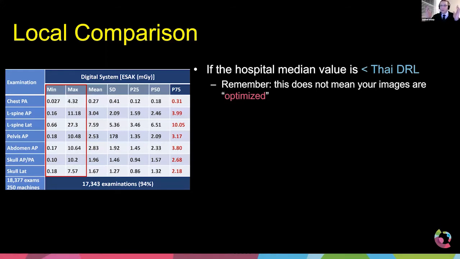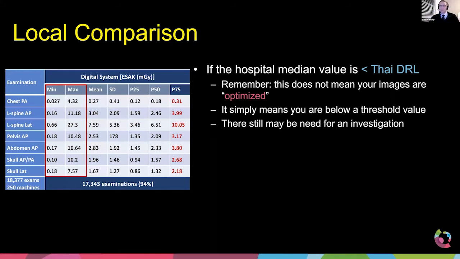Remember, a DRL value does not define a limit or a point of optimization. So it's not that the values on one side are not optimized and the values on the other side are optimized. That is not what a national DRL does. So you need to actually investigate. If here's your 75th percentile and you're just a little below it, or if you're a lot below it, is there reason for you to make any kind of modifications? So you investigate.